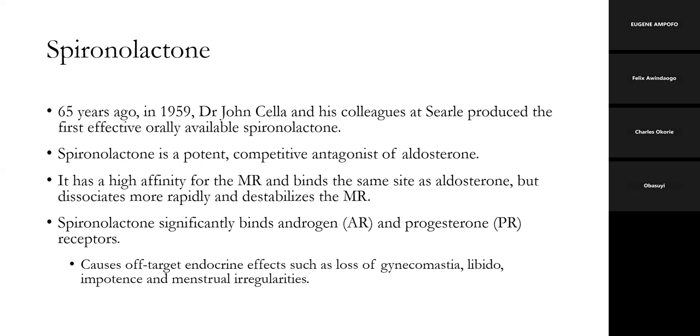So spironolactone was discovered in 1959, almost 65 years ago. At that time, it was very potent, a competitive antagonist, still potent, okay, and it has a high affinity for the mineralocorticoid receptor site. So what it does is it binds to it and then dissociates. But in doing that, it destabilizes the mineralocorticoid receptor. So aldosterone is not really able to bind to it. That is how it exerts its effect.